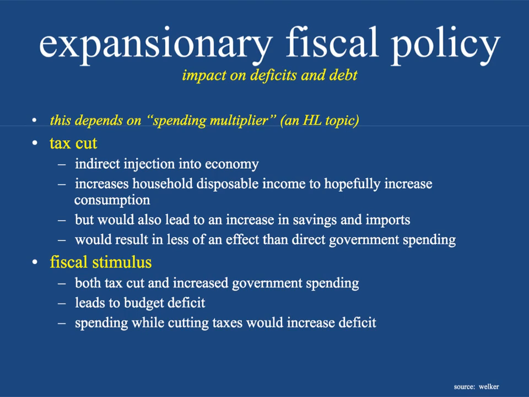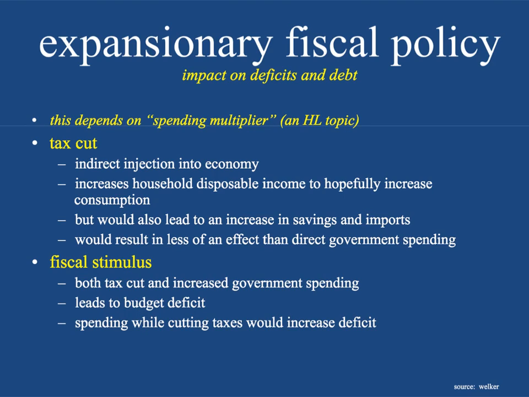And so what the government's going to do is it's going to tax cut. It's going to create the impact on deficits. A tax cut is a part of an expansionary fiscal policy, which should create an indirect injection into the economy. This would increase household disposable income to hopefully increase consumption, but it would also lead to an increase in savings and imports, and would result in less of an effect than direct government spending. Whoa, what does that mean?